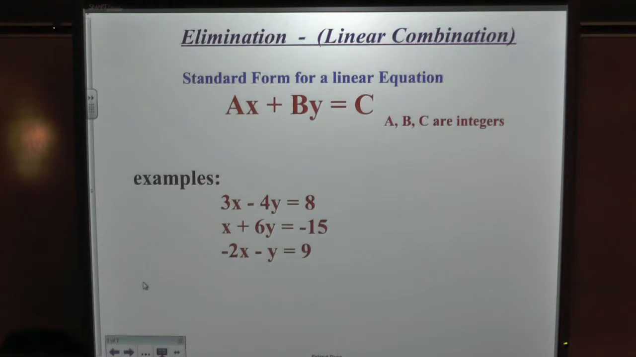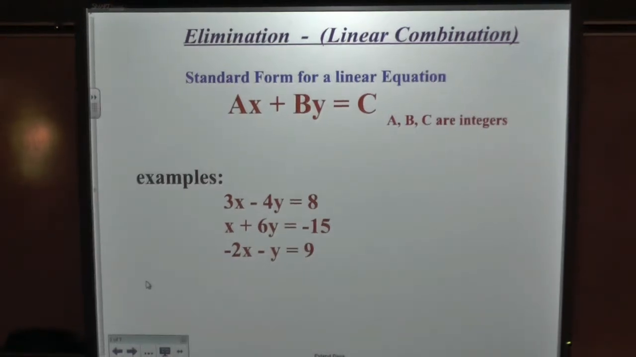Hello ladies and gentlemen, today what we're going to go through is a third way to solve a system of equations. We call this elimination. Another name for this is called a linear combination. Any of those, that's what we're talking about.